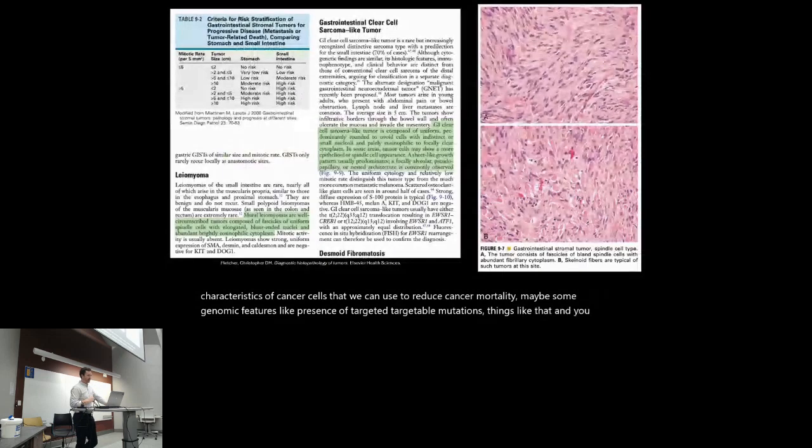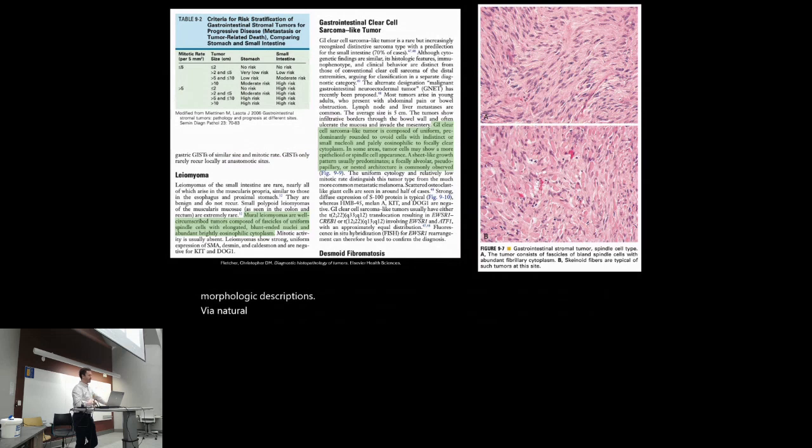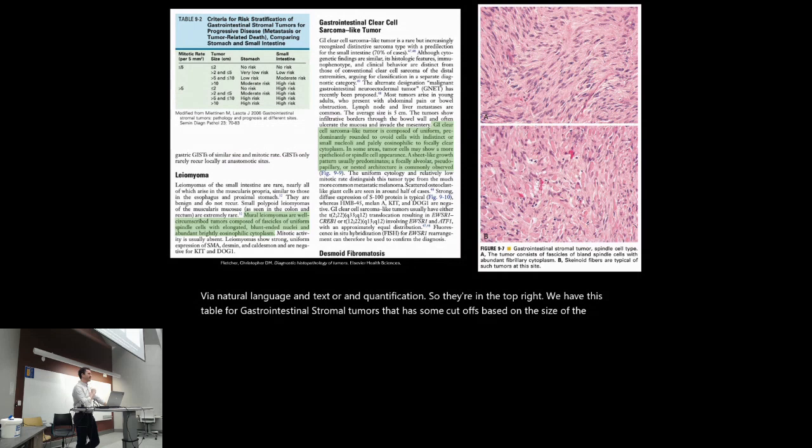If we look at how pathology is taught today, it's really still this combination of morphologic descriptions via natural language and text, and quantification. So there in the top right, we have this table for gastrointestinal stromal tumors that has some cutoffs based on the size of the tumor or the mitotic rate of the tumor that tells us something about how that cancer is going to behave.